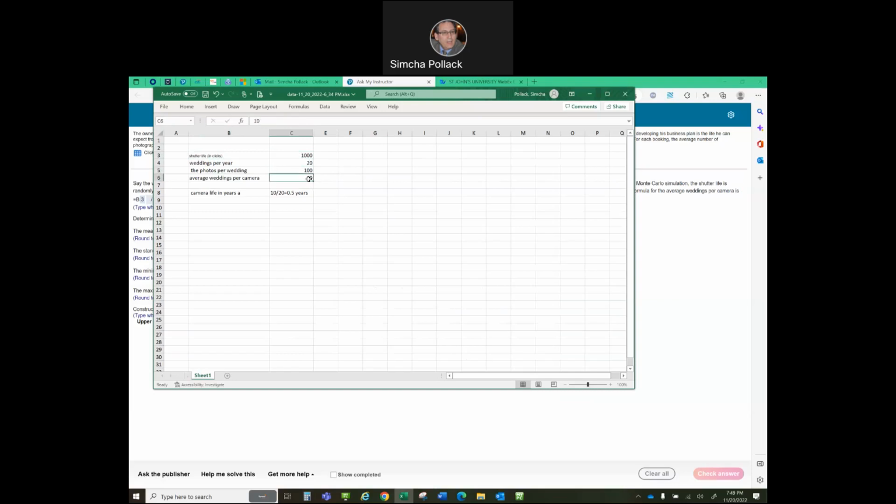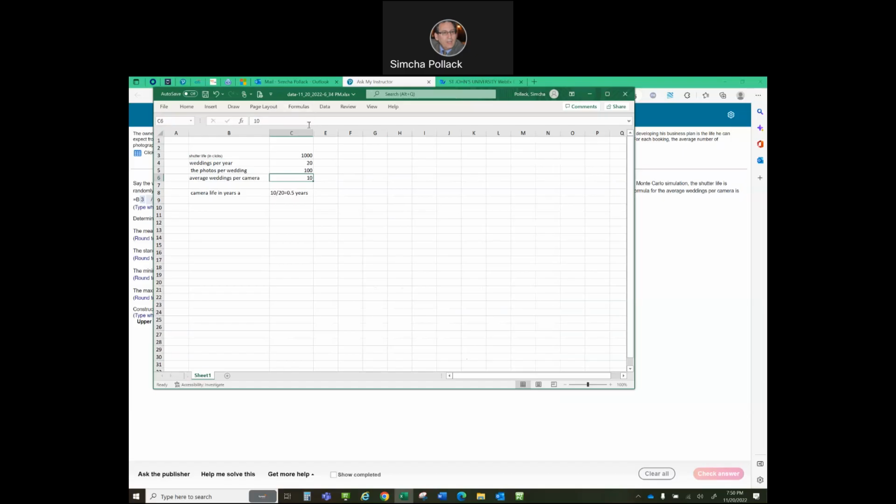But if the camera breaks after every 10 weddings, and you have 20 weddings per year, what fraction of the year until the camera dies? Well, it's 10 divided by 20. It's going to last half a year. Your camera will die after 10 weddings, and that took half a year. So the answer to the question, the camera life in years, is only going to be good for your business for half a year when you finished up 10 weddings.